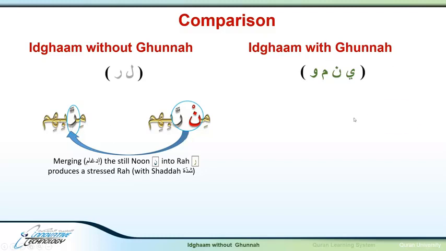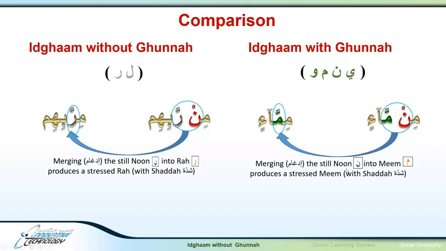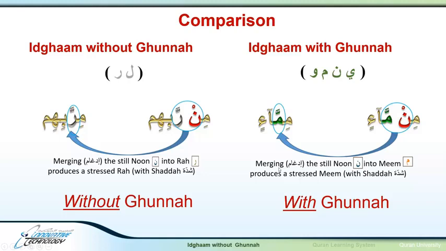Now the example for idgham with gunna, min ma, nun sakinah followed by a mim with fatha, merging together those noon and mim produce mimma. Notice the gunna, mimma. Now the noon has disappeared, it has been merged, that still noon into the mim, no noon here. In pronunciation, of course, in writing we still write it this way, and that produced a stressed mim with shadda as we see here. Again, mir rabbihim, idgham without gunna, mimma, idgham with gunna.